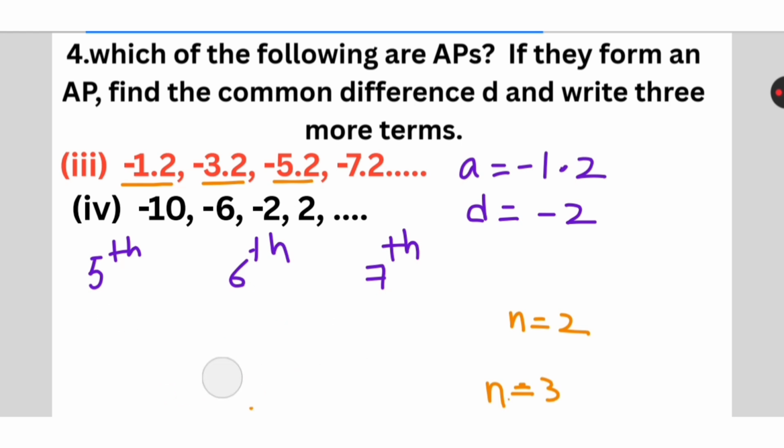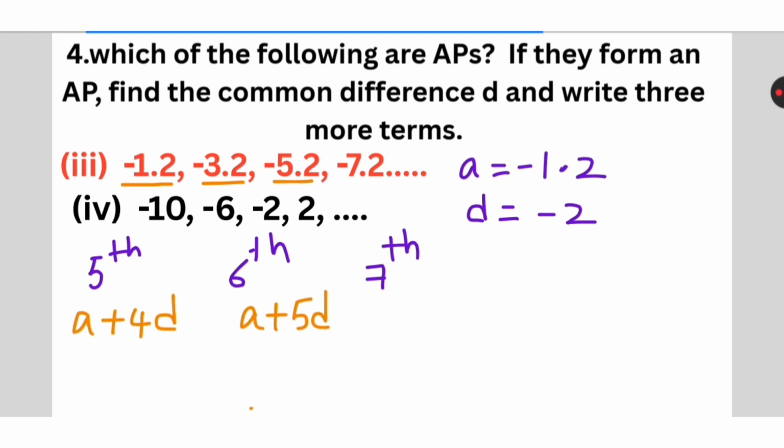Similarly, I am going to write for the 5th term. So 5th term is a plus 4d, 6th term is a plus 5d, 7th term is a plus 6d. So a plus 4d. So what is a? Minus 1.2 plus 4 times d is minus 2. So which is minus 8. So minus 8 minus 1.2, which gives minus 9.2. That is our 5th term.